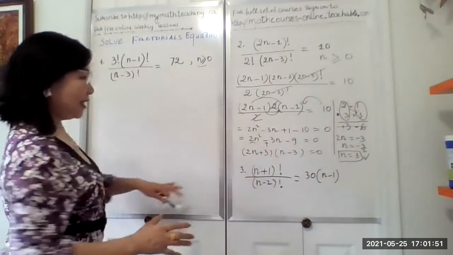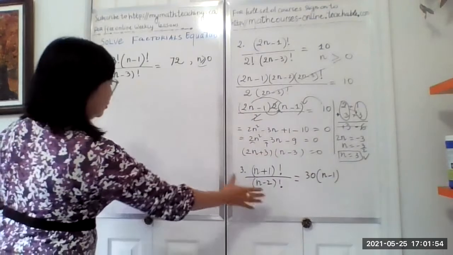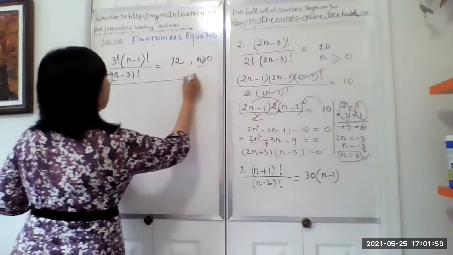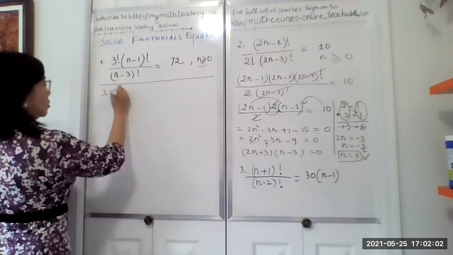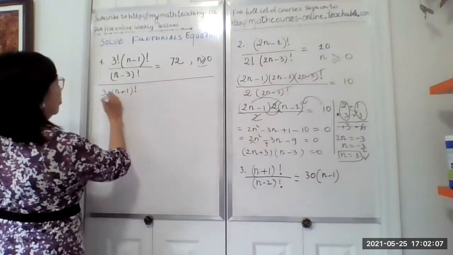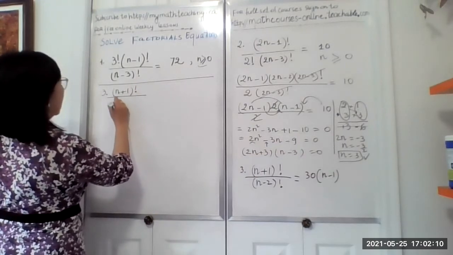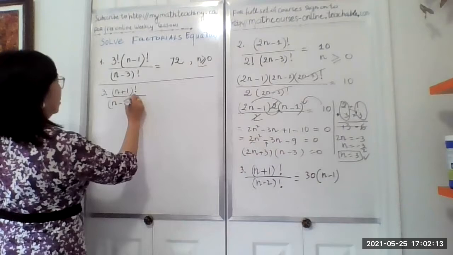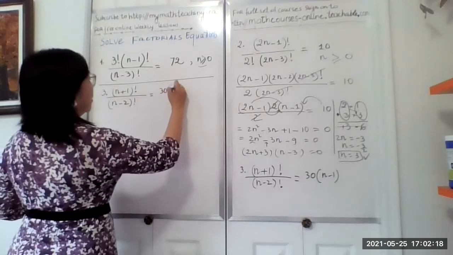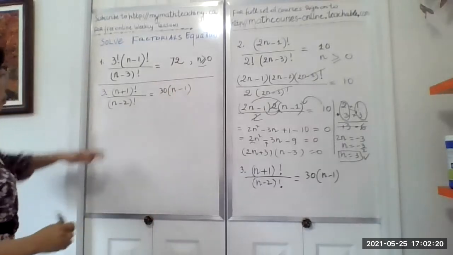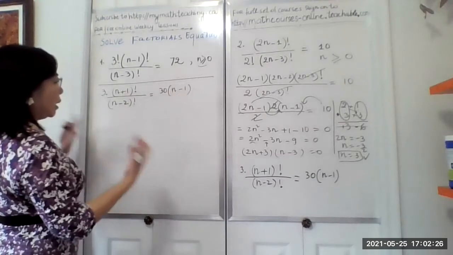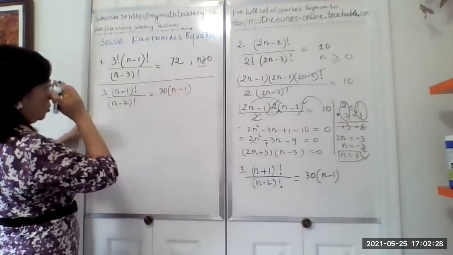Now let's go to the next question. I'm going to solve this one. Let me copy it down. We have (n plus 1)! on the top, divided by (n minus 2)!, equal to 30 times (n minus 1). So how are we going to solve this equation? One way is to expand and multiply them together, but I will just try to cancel it first.